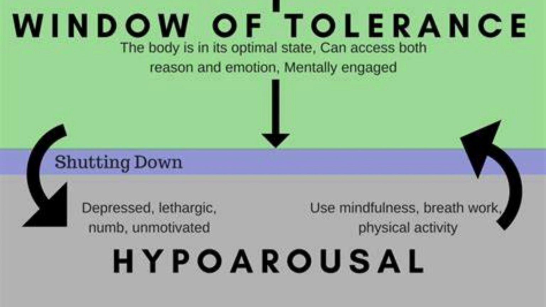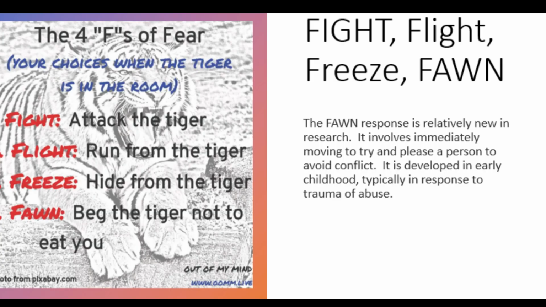Fawn is placating the situation. So again, going back to the concept of the tiger, when you are freezing from the tiger, you're hiding from it, or maybe that deer in headlights look. Fawn is begging the tiger not to eat you.